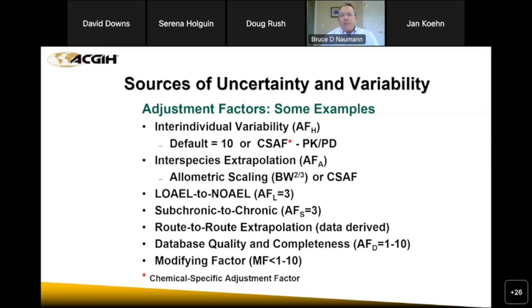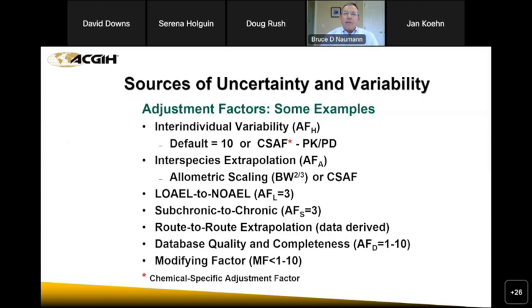Route-to-route extrapolation, if you're going from animal data, and David was lamenting about how some of the hazard statements were really oriented toward the oral route and not necessarily inhalation. And obviously there are big differences in how much could be absorbed orally versus through the lungs, because of the thinness of the air blood barrier.